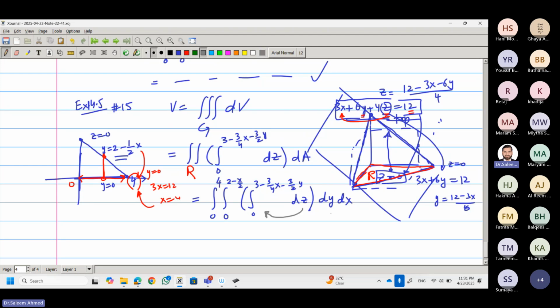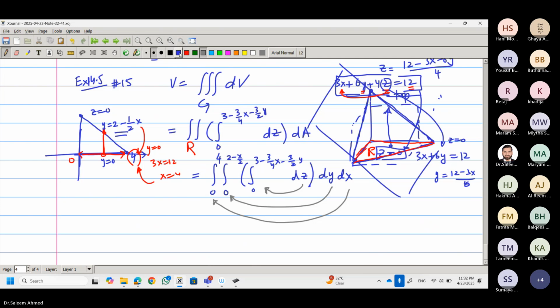These are the limits of z. These are the limits of y. These are the limits of x. So if I ask you to set up, then stop here. Stop here if you are only asked to set up an integral. But if we ask you to find the volume actually, then you will continue and integrate.